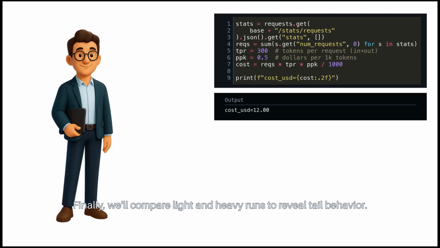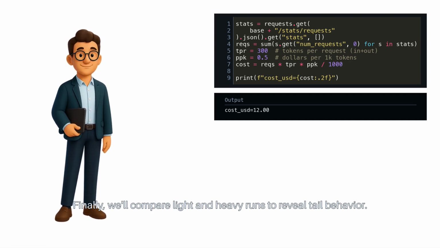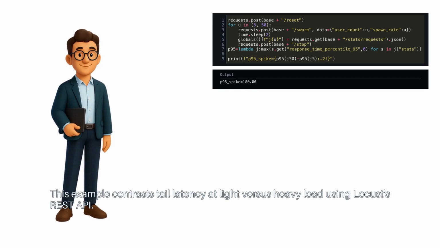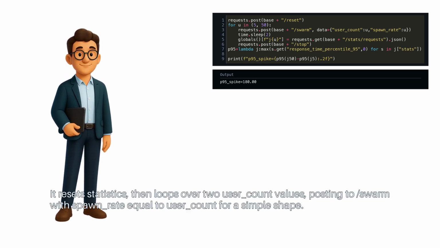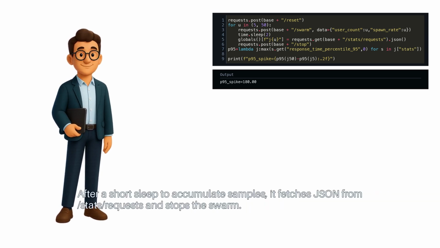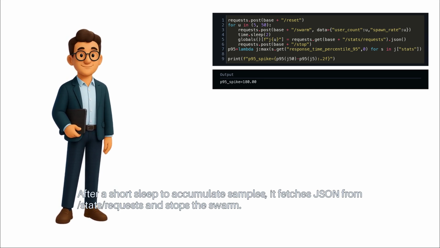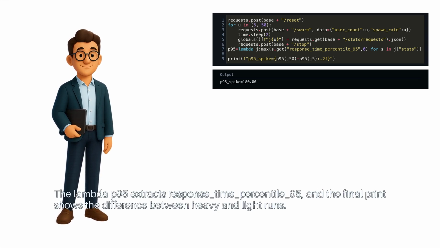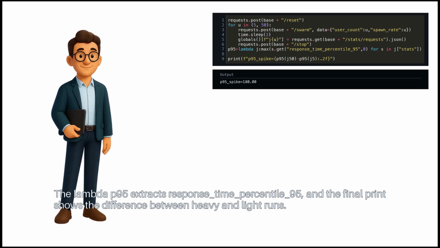Finally, we'll compare light and heavy runs to reveal tail behavior. This example contrasts tail latency at light versus heavy load using Locust's REST API. It resets statistics, then loops over two user count values, posting to /swarm with spawn rate equal to user count for a simple shape. After a short sleep to accumulate samples, it fetches JSON from /stats requests and stops the swarm. The lambda P95 extracts response time percentile 95, and the final print shows the difference between heavy and light runs.